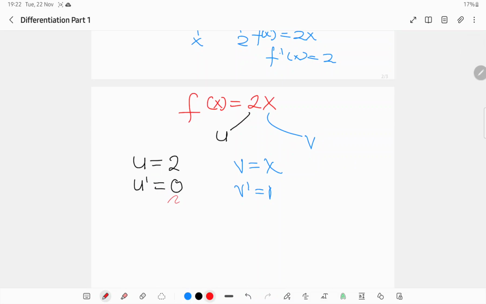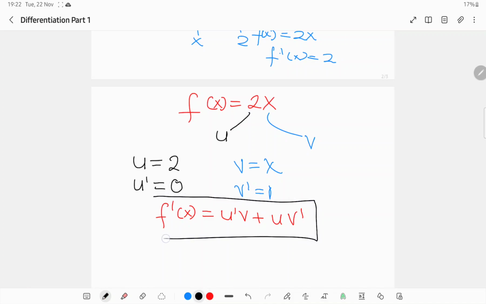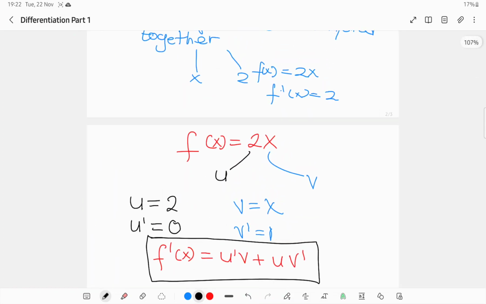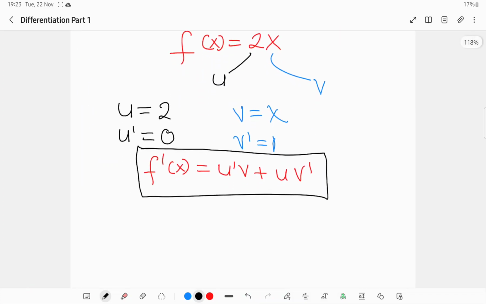And then we want to look for f prime of x. f prime of x is equal to u prime multiplied by v plus u multiplied by v prime. You understand? This is the product rule. You must not forget this. So now, from the product rule, I want us to substitute and see if we get the same answer that we got when we used the other law that we did first.